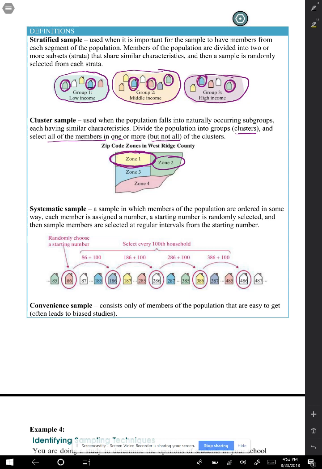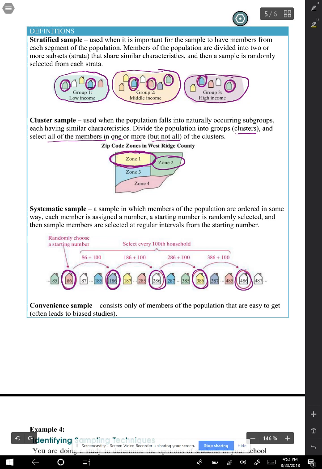The next one is a systematic sample, and this happens when you systematically pick. The example they used here was they numbered the households. So we have 85, 86, 87, and so forth, and they numbered them, and then they just picked a random starting point. So they said, okay, we're going to start at house number 86, and then we're going to choose every 100th household after that. So we're going to use 86, 186, 286, 386, 486.